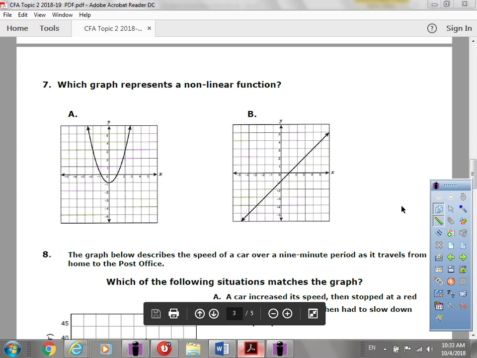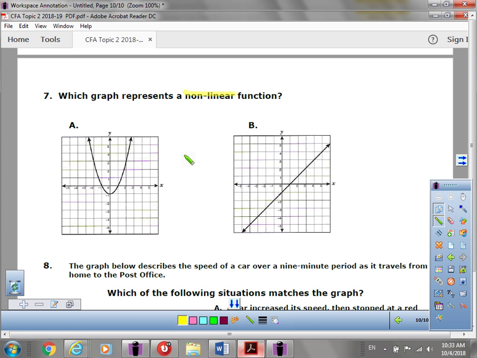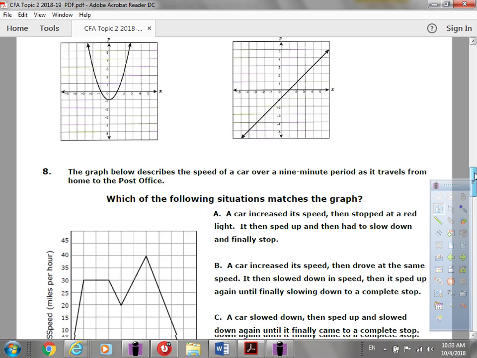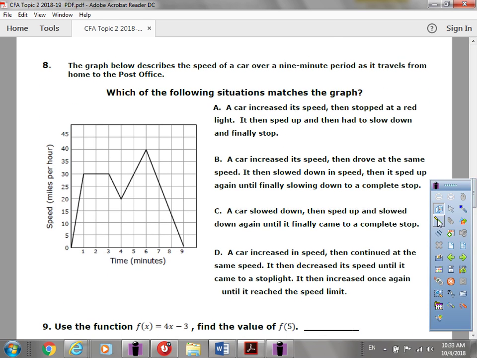7 was easy. Which one is a nonlinear, guys? Which one shows not a line? Yeah, this one's not a line, right? This is a curve. This is a line. So the correct answer was A. Nonlinear is A. So if you chose A, good job. I hope everybody chose A on that one.